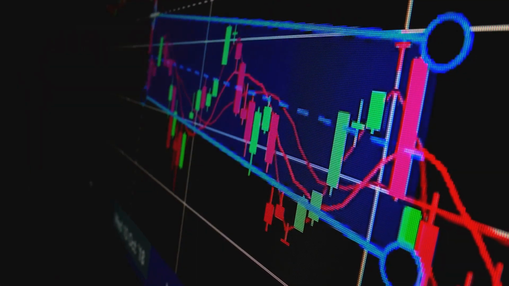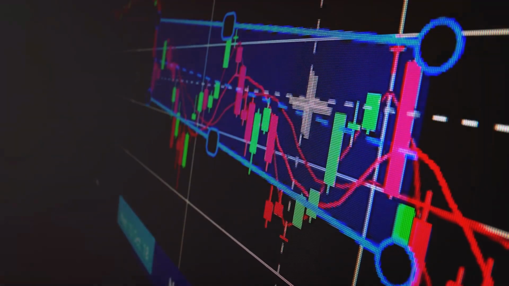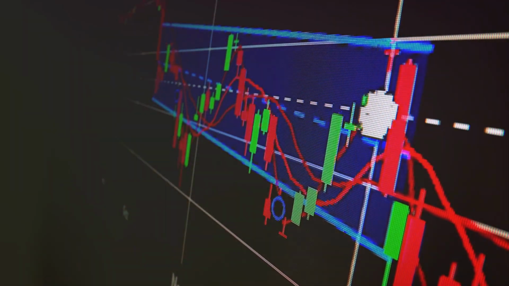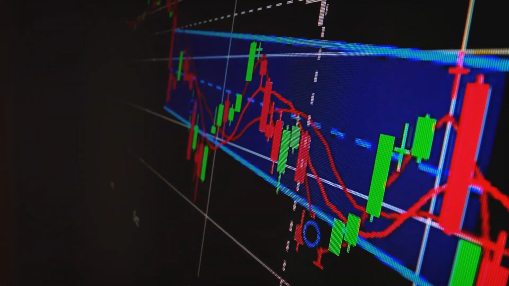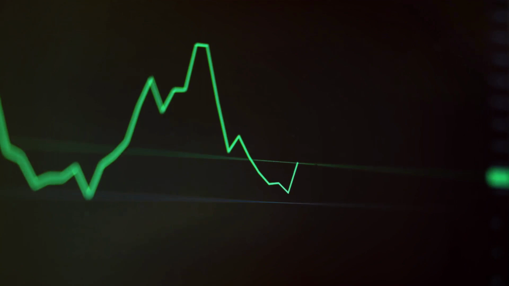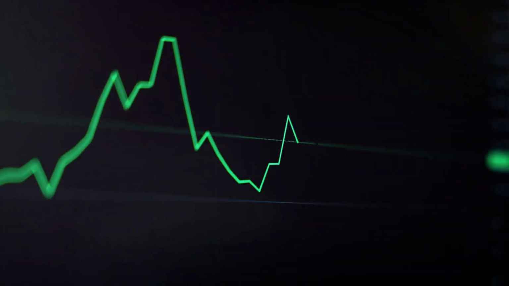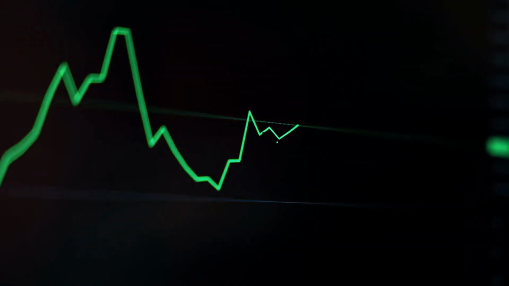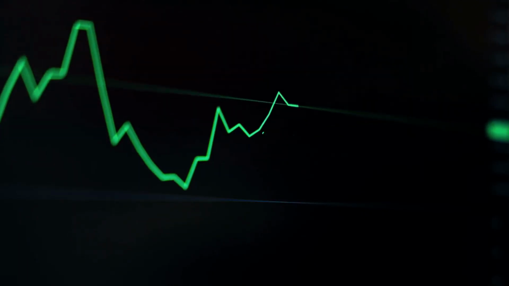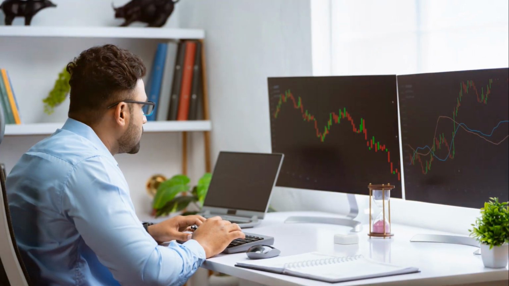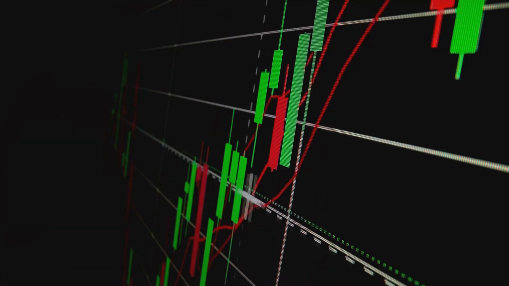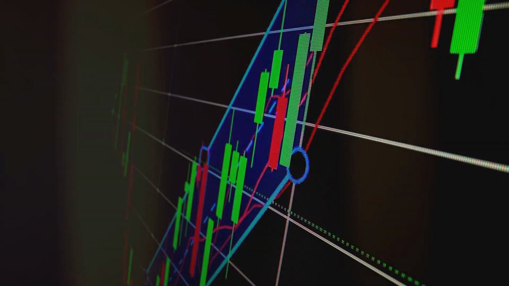Now let's dive into the practical application of these intriguing candlestick patterns. The real-world trading arena is where they truly shine. When you spot a pattern, it's tempting to jump right in and make a trade, but hold your horses. It's crucial to wait for a confirmation. This could be another candlestick completing the pattern, or a trend line or resistance level being broken. Confirmations are the green light in the world of trading.